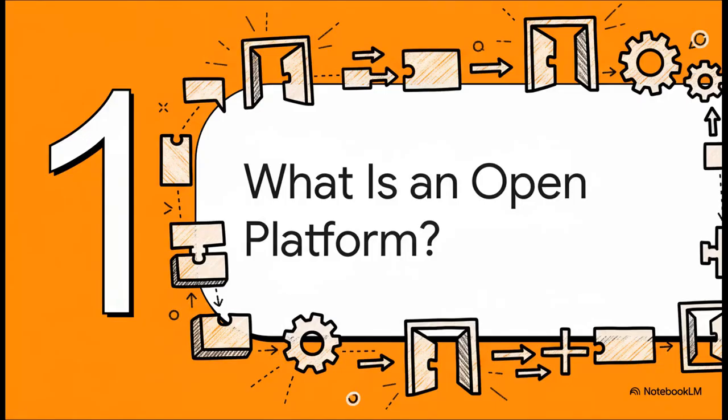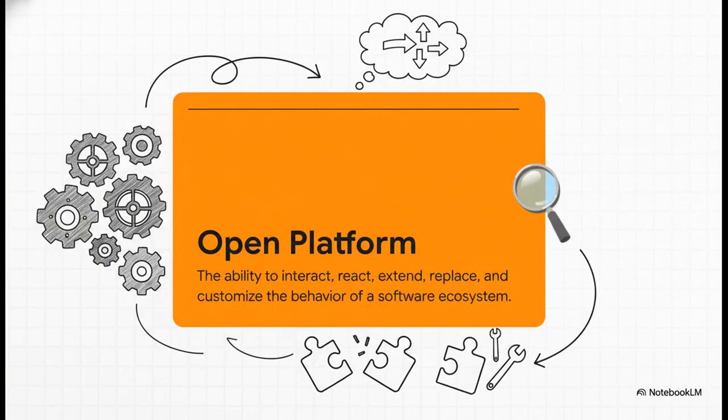Okay, so let's get right into it. What are we really talking about when we say open platform? At its absolute core, an open platform gives you five, let's call them superpowers: the power to interact, react, extend, replace, and customize. These are your five master keys, and they unlock literally everything. So let's break each one down.